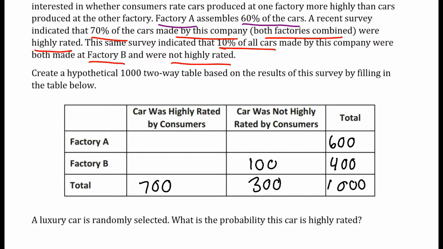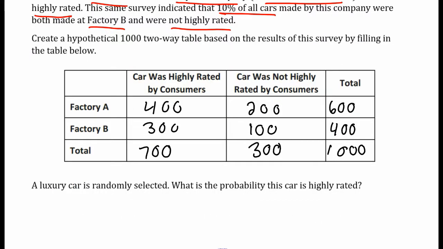So we can now finish filling in the two-way table. There has to be 200 from there, 400 from there, and 300 checks both ways there. So now that we have our two-way table, we can work with this. A luxury car is randomly selected, so I'm randomly selecting a car from my 1,000. What's the probability that it's highly rated? Well, highly rated, 700 out of 1,000, which is 70%, or 0.7.